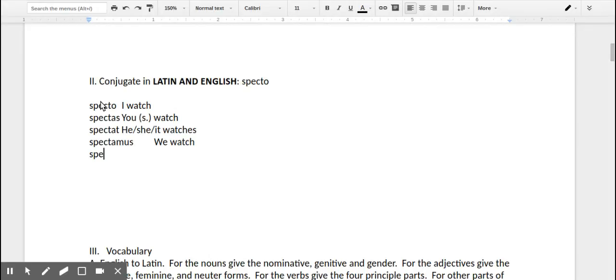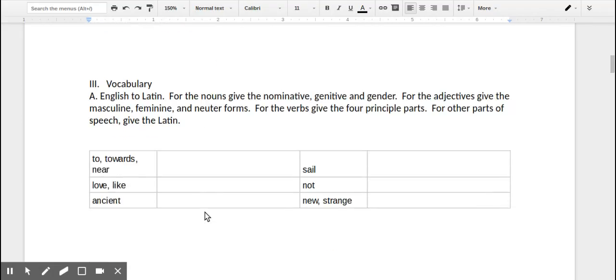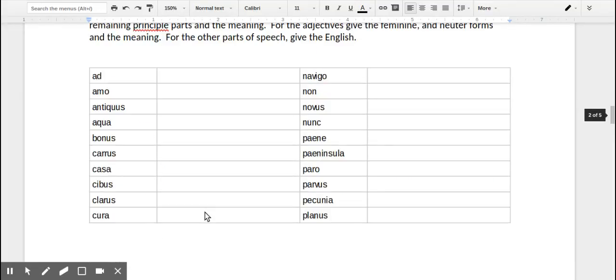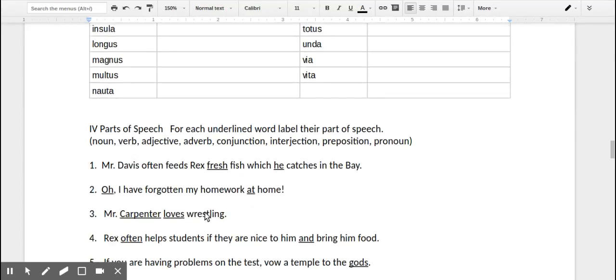Then we have spectatis, which is you, plural, watch. And then you have spectant, which is they watch. Notice how it changes from an O to an A, which is your stem vowel for this. So vocabulary, I will not go through with you guys because you can look that up. I don't want to waste time on the video. It's all in the Quizlet for Unit 1 Vocab and should all be there.